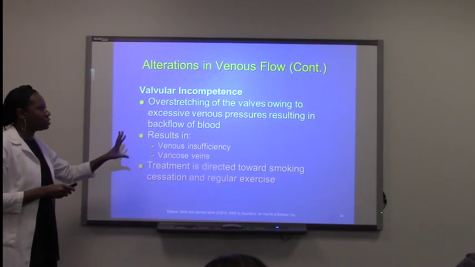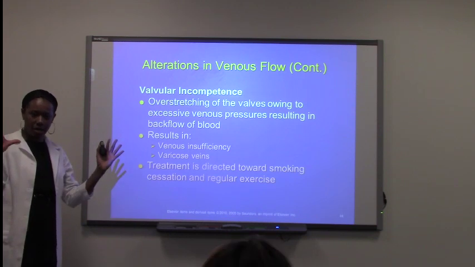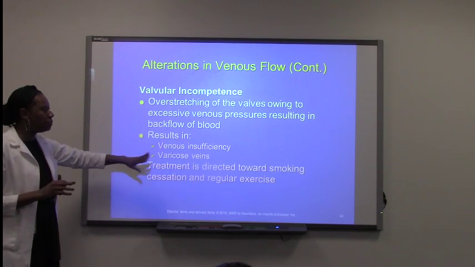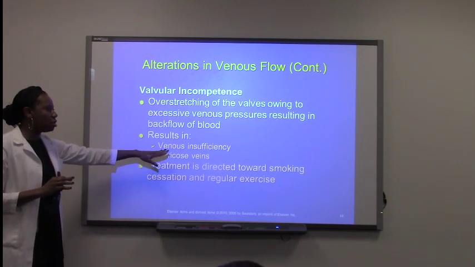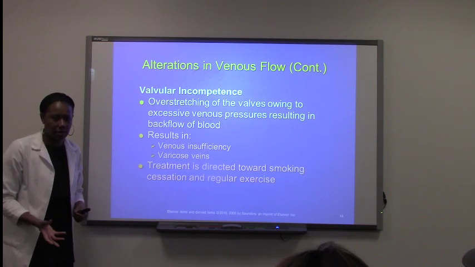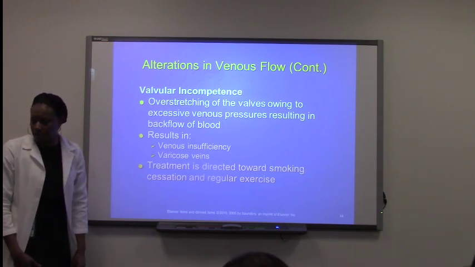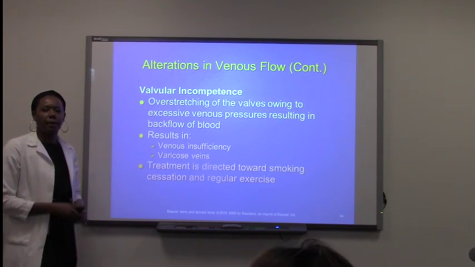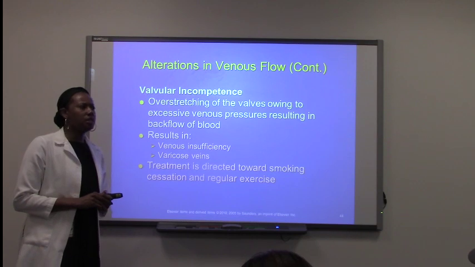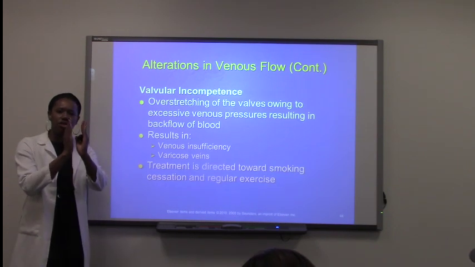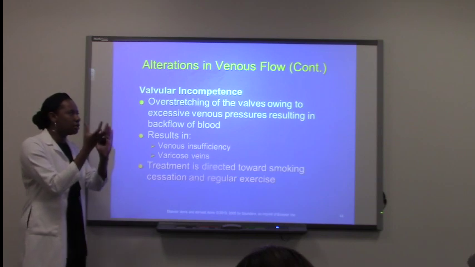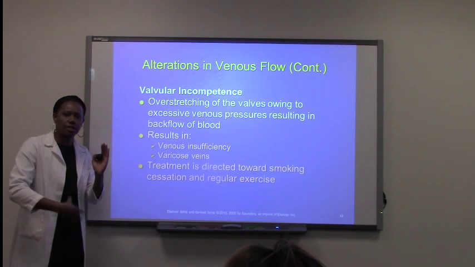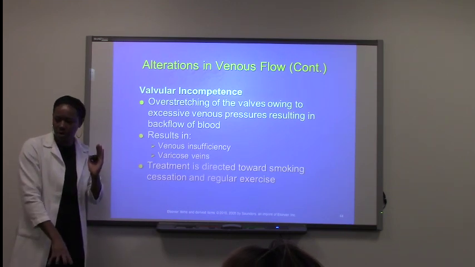Valvular incompetence. Sometimes there can be overstretching of the valves, which can definitely lead to a backflow of blood, which is something we don't want. But if it does happen, this can cause varicose veins. We've all seen varicose veins. We know what they look like, not pretty. Varicose veins are the superficial veins where the valves are now overstretched, and the venous flow just sits there, what we call venous stasis.